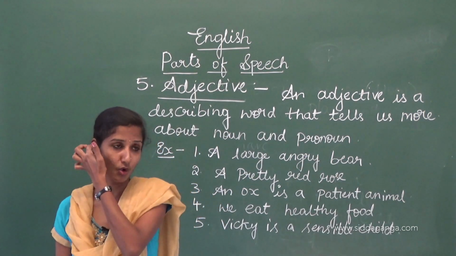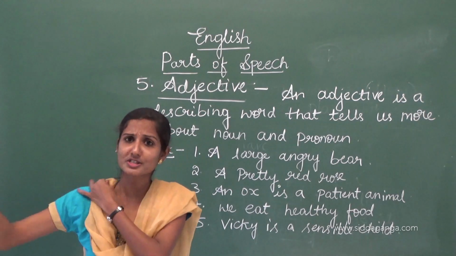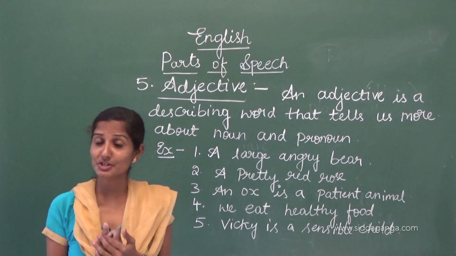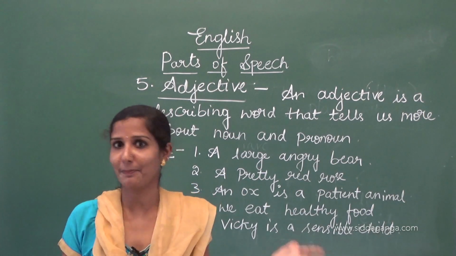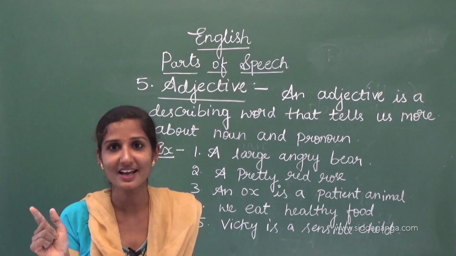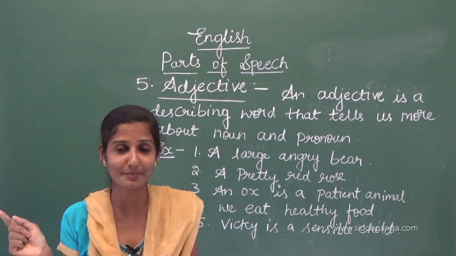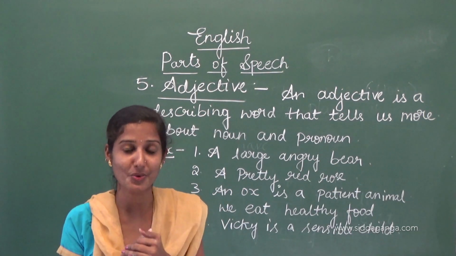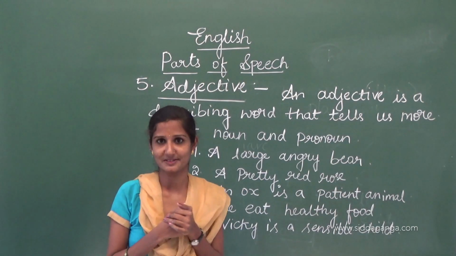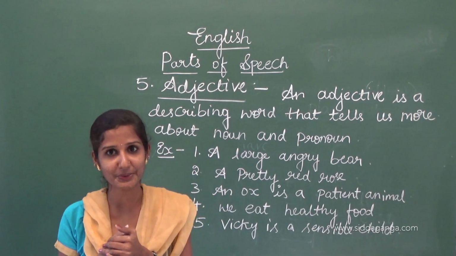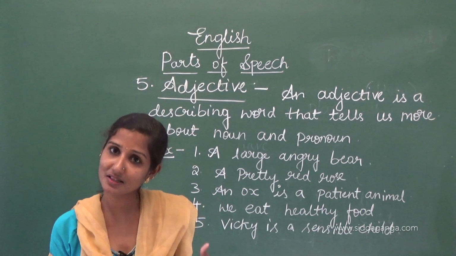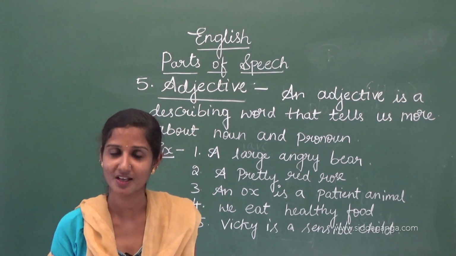Example, as I have told you, she is beautiful. Who is beautiful there? She is beautiful. She is an example for pronoun. Our school is very big. Big is an example for adjective, because that word is telling us about our school. Our school is a noun. My mother is strict. Strict is an example for adjective, because that word is telling us about my mother. Mother is an example for noun.